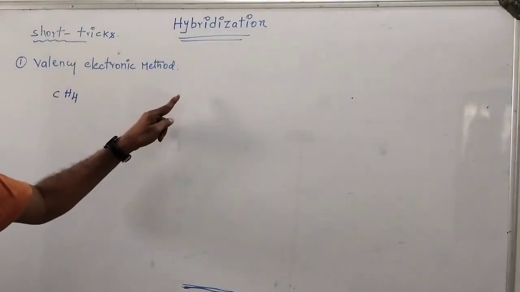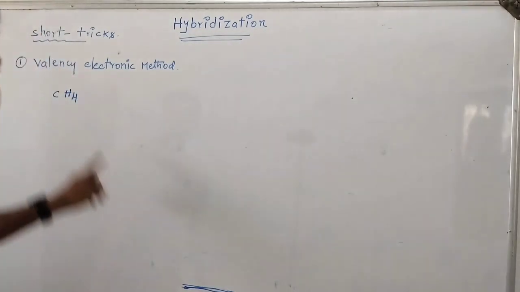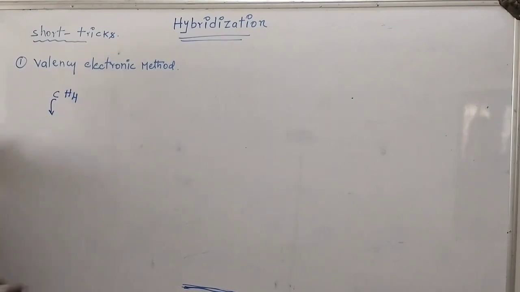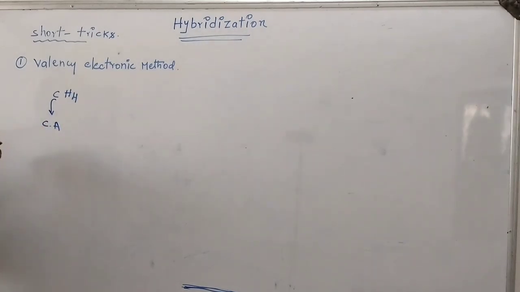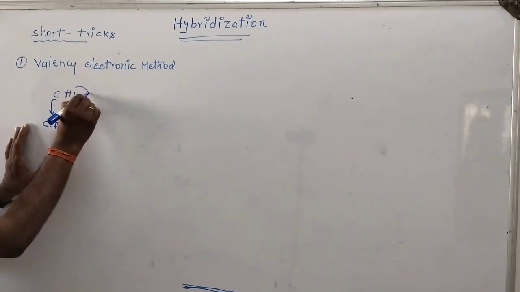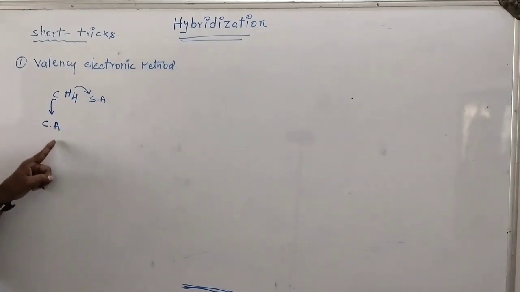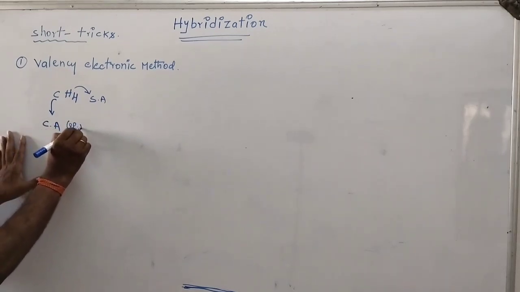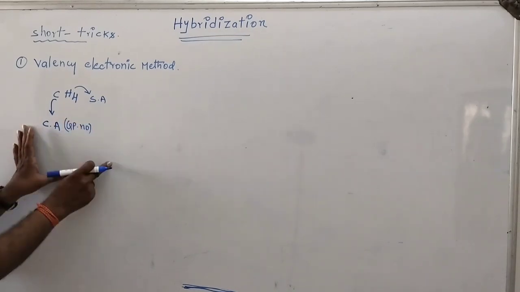So in valence electronic method, first we need to find out the central atom and surrounding atom. Carbon is the central atom. CA stands for central atom, and hydrogen is acting as surrounding atom. Next, the central atom's valency or group number we require. Central atom's group number, surrounding atom's valency.